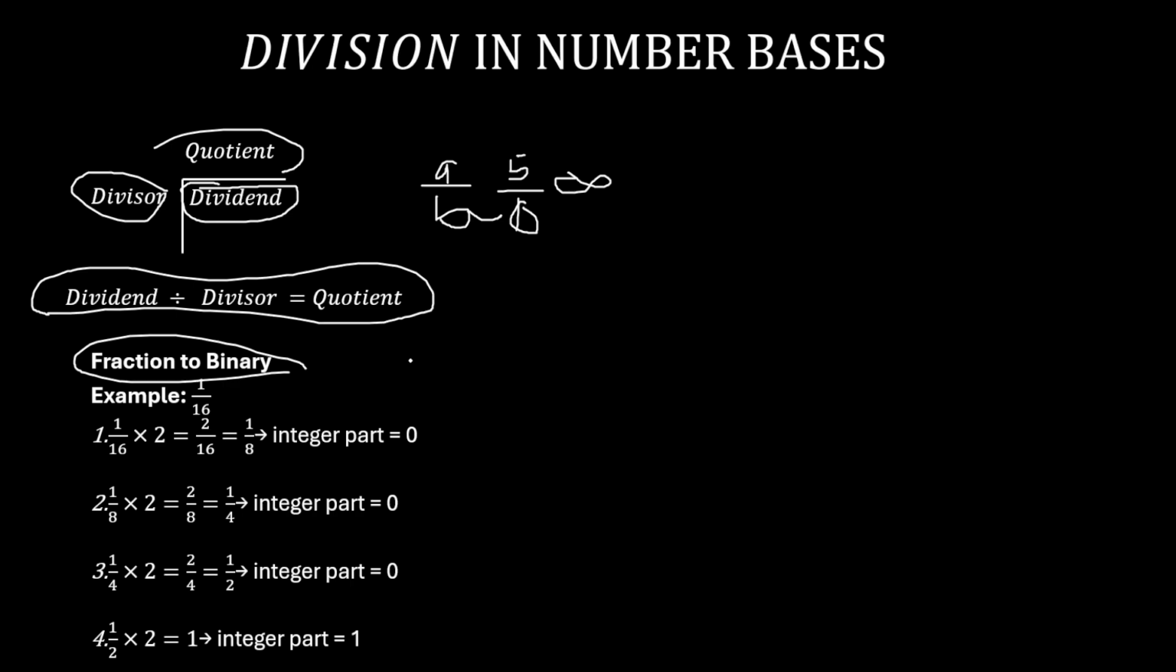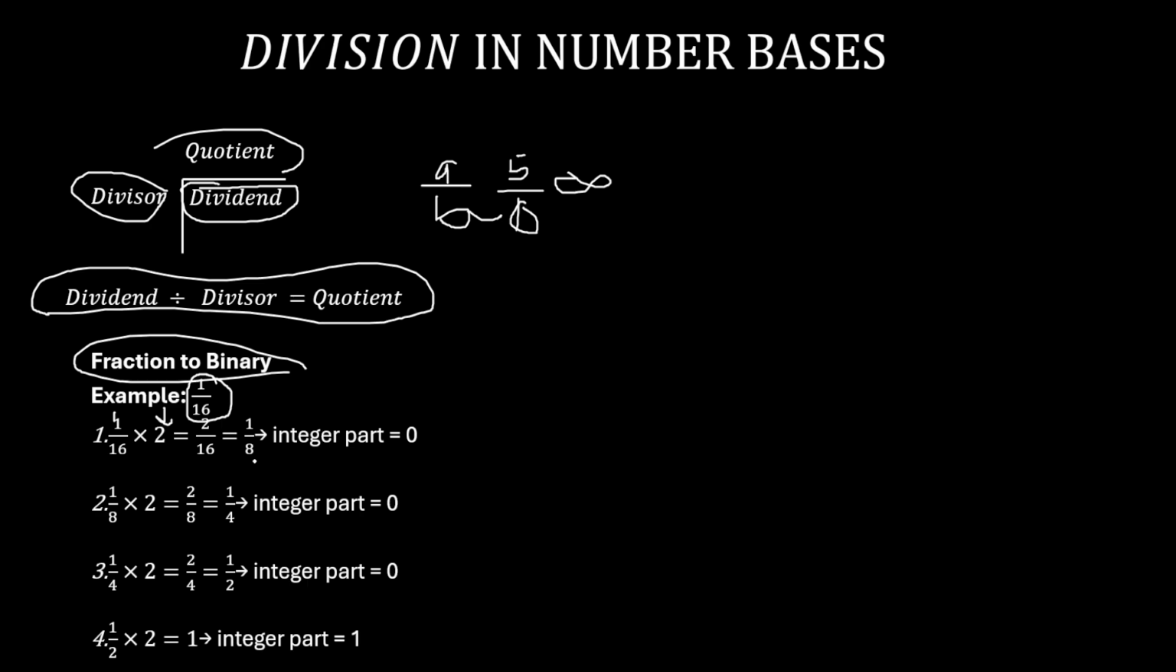Are you getting me? So if you have a fraction which is 1 over 16, you want to convert it to base 2. What do you need to do step by step? The first step is that you take the number, you multiply it by 2. Why are you multiplying by 2? Because we are converting to binary, which is base 2. If you are doing conversion to base 3, you multiply by 3. So you get an answer. This one multiplied by 2, that's 16 over 2. 16 over 2 becomes 1 over 8.